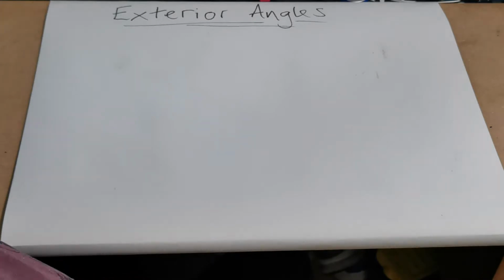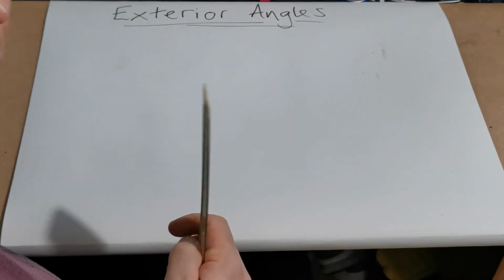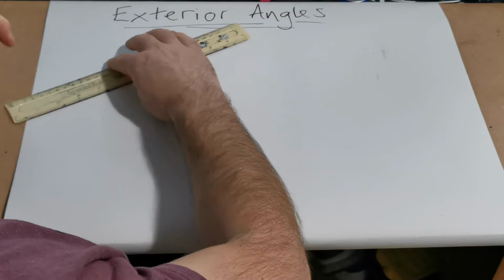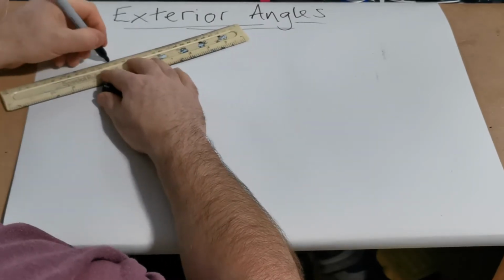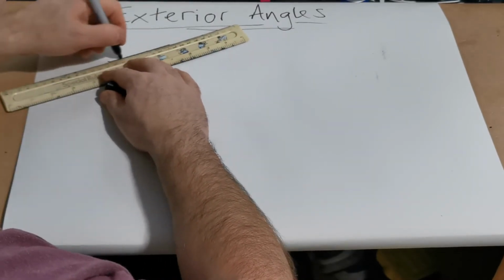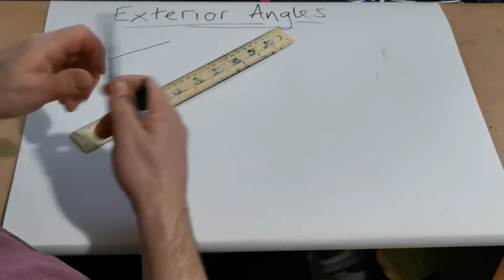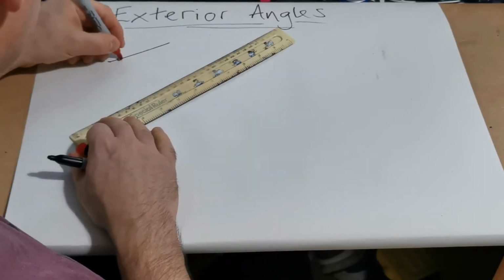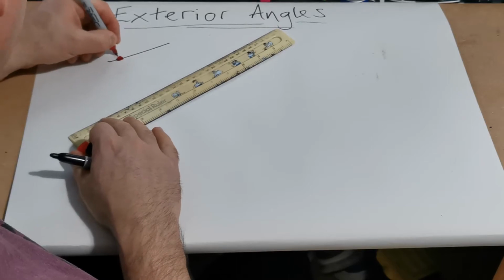Hi guys, I'd like to talk to you today about exterior angles. Now, I'd like you to imagine me walking down this path. So I'm walking along that path, and if you look at me from above, you can see my head, maybe my shoulders.